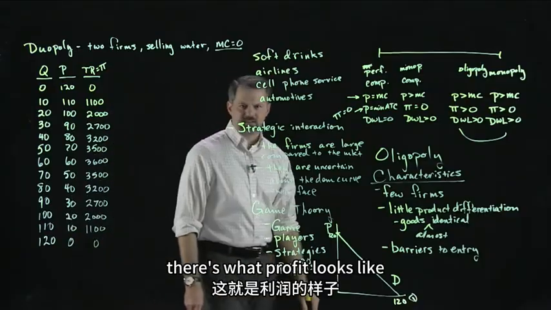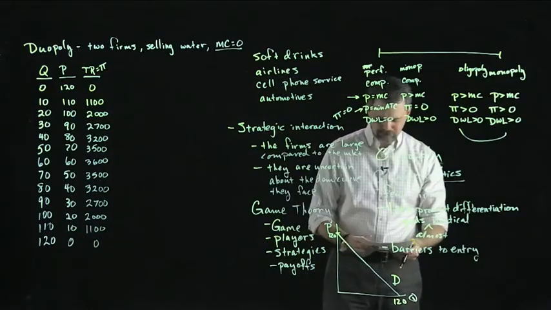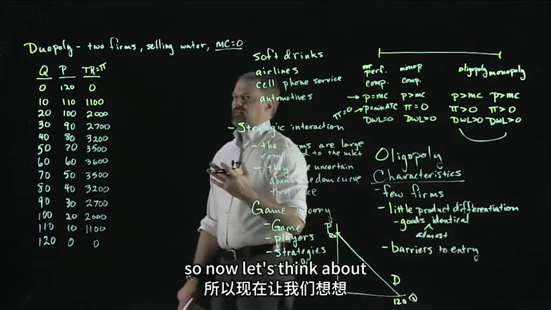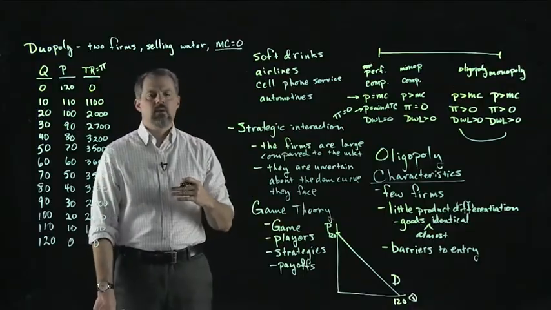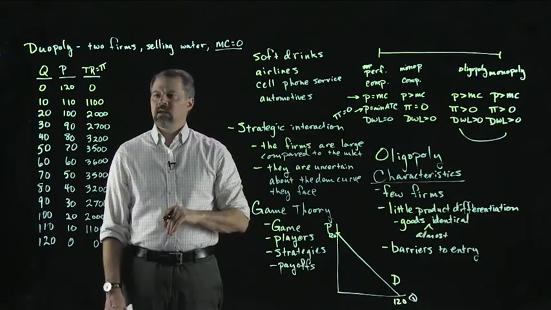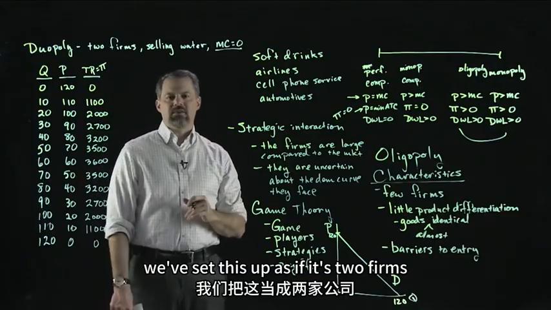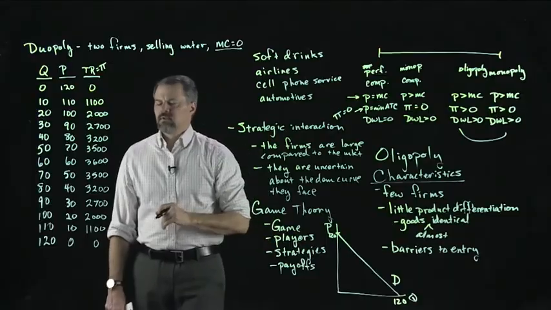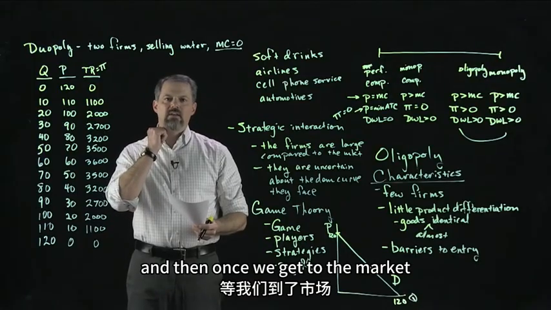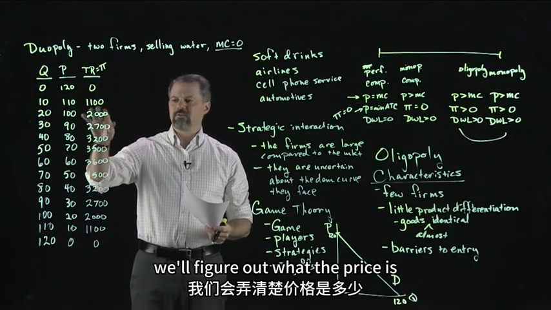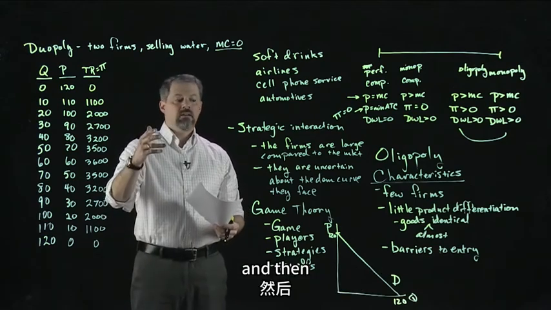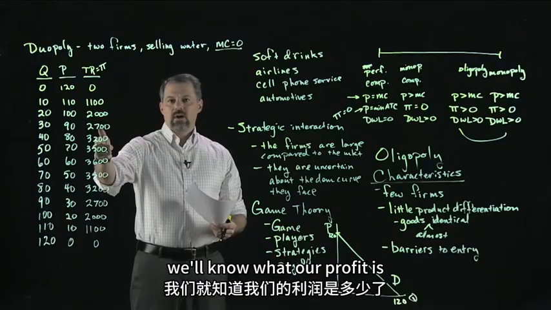There's what profit looks like. So now let's think about what would happen under a couple of different circumstances. We've set this up as if it's two firms. We're both going to decide how much water we bring, and then once we get to the market, we'll figure out what the price is, and then we'll know what our profit is.